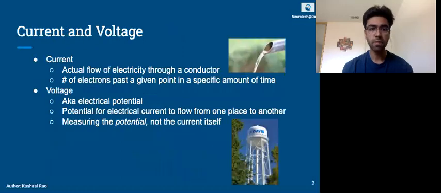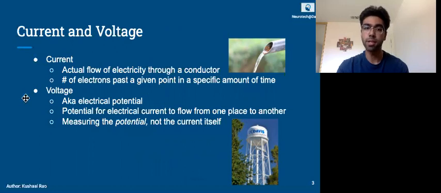So now that we've covered that recap, because we're studying primarily electrical signals of the brain, it's really important that we have a strong understanding of the basic principles of electricity and how they relate to each other. So the first one that's really important is current. And current is the actual flow of electricity through a conductor. People often confuse current and voltage, and before I was even involved in this stuff, I definitely did not know the difference. But current is just the actual flow of electricity through a conductor.